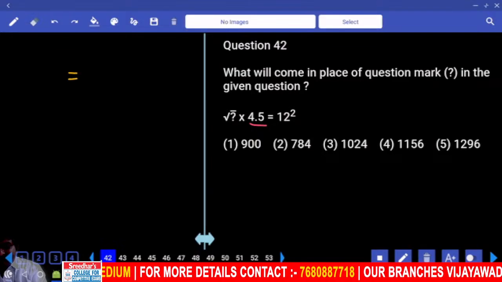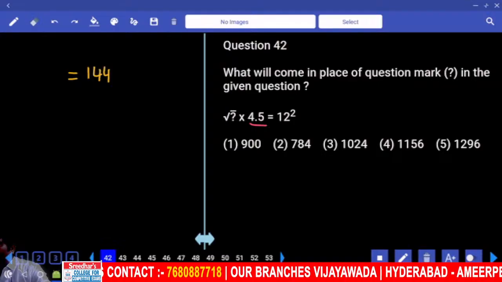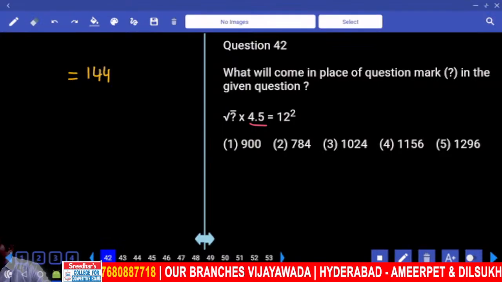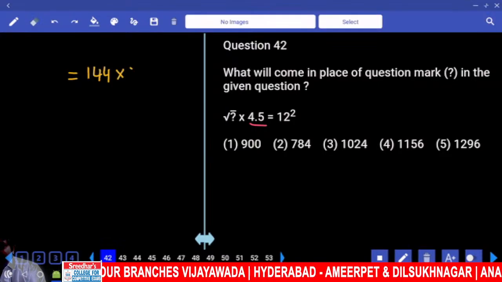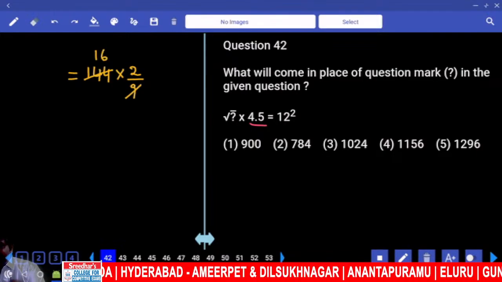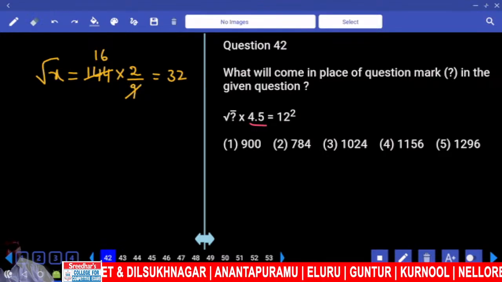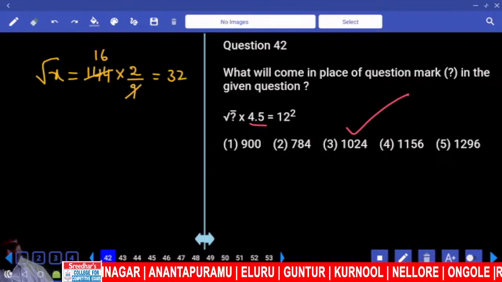Right hand side 12 square we have, 144 into 4.5. 4.5 can be written as 9 by 2. That becomes right hand side 2 by 9. 9 how many times? 16 into 2. Root x is equal to 32. X will be 1024.